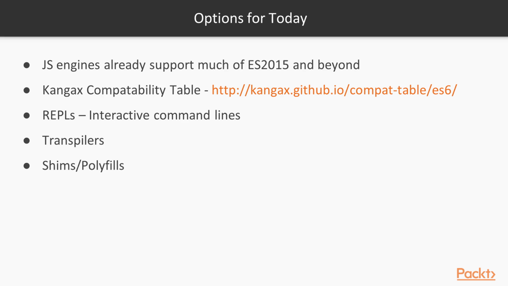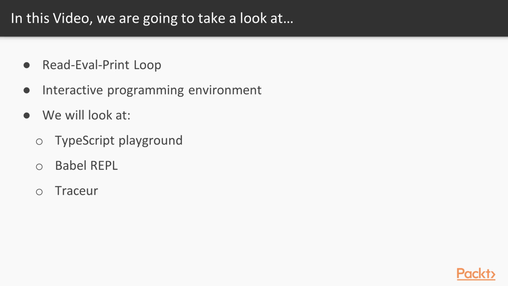The other option is to use what we call polyfills or shims. These are JavaScript libraries which bridge the gap in your current browser to support that next future functionality that you are using in your code. So in the next couple of videos, we'll be looking at REPL, transpilers and shims or polyfills. First up, let's quickly take a look at what REPL options are available for us.